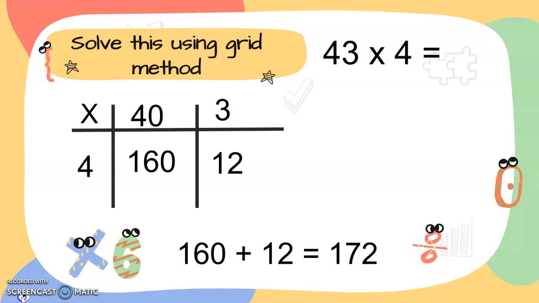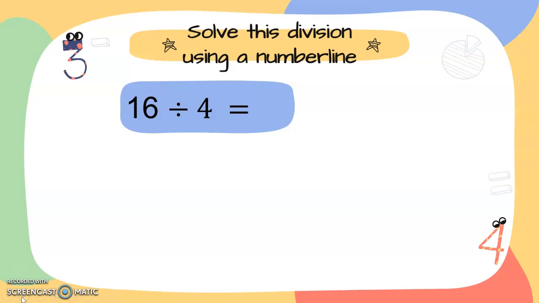It's a new method. Our final one is a division. We've been doing it on a number line so far. Let's see. What's 16 divided by 4? Is it 9? Is it 12? Is it 4? Or is it 7? Use a number line and try and work it out. It's not 9. It's not 12. Which is it? It's 4. Great job if you got it right.